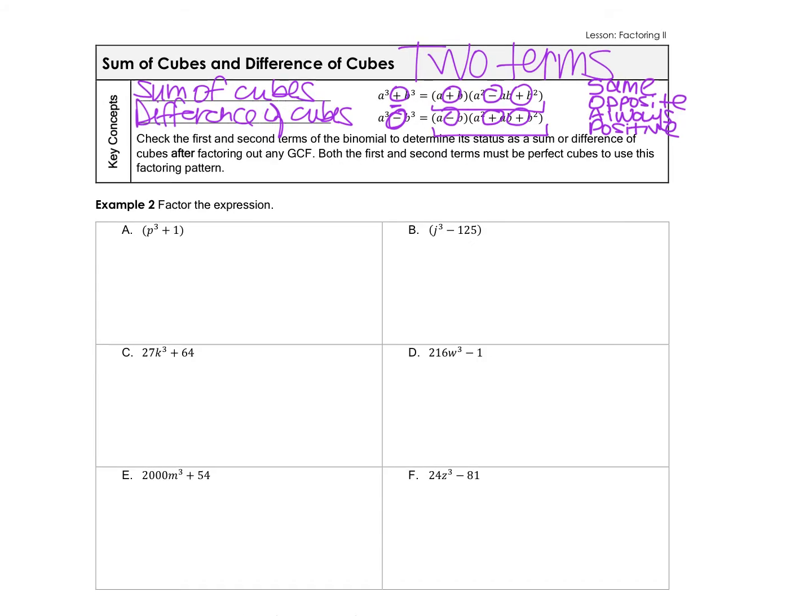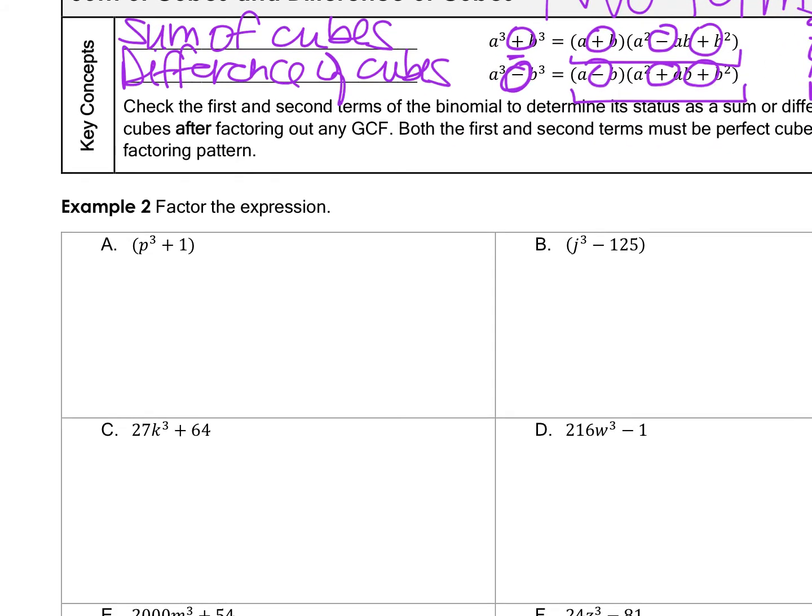Okay, so let's look at our first example. We're going to factor it. There's 2 terms, so since it says cubed, we need to check for cubes. So 1 is a perfect cube, and so is p cubed.